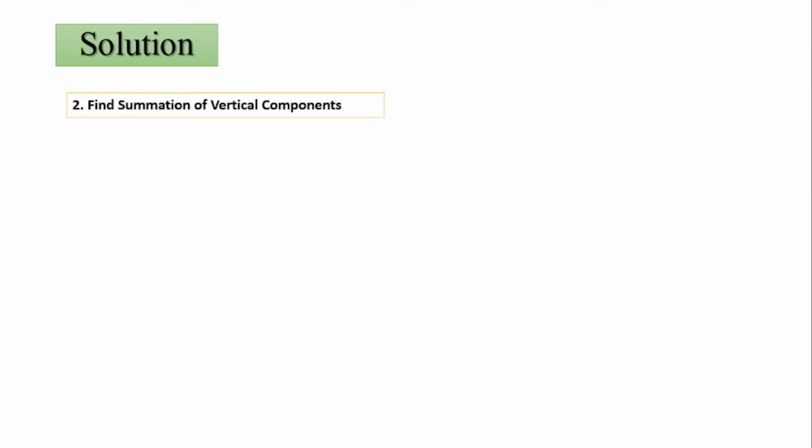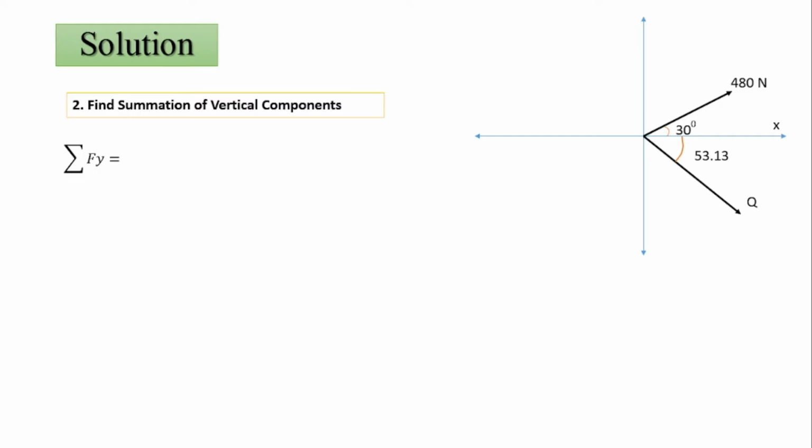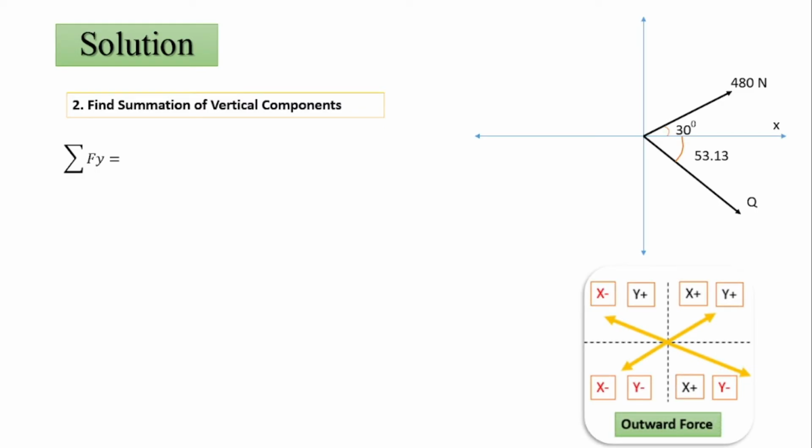Now we'll go to the second step. Find summation of vertical components. So this is the given figure. We know that summation of Fy is equal to addition of all vertical components. So for that we'll refer to this chart. This gives the signs for x and y components in various quadrants.